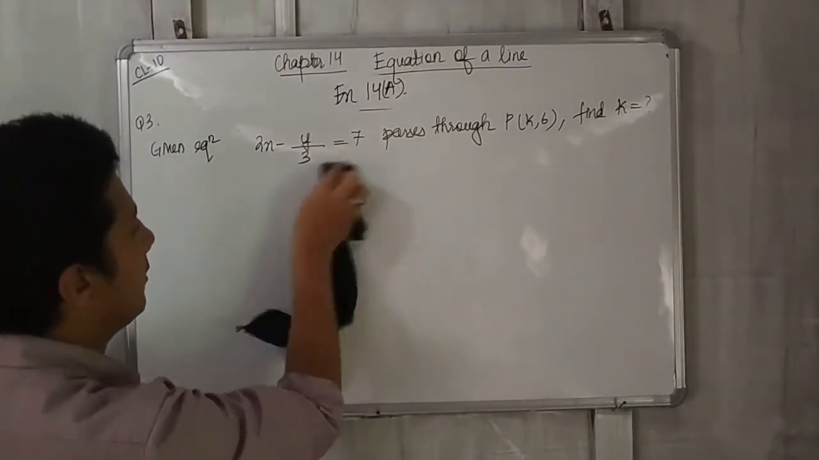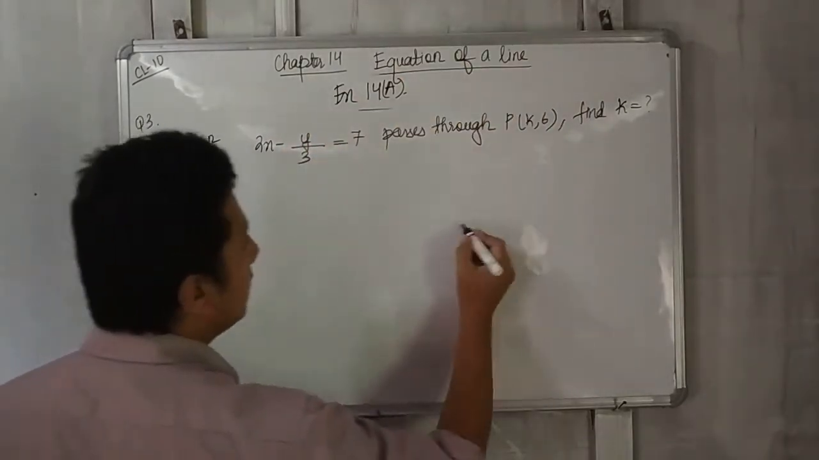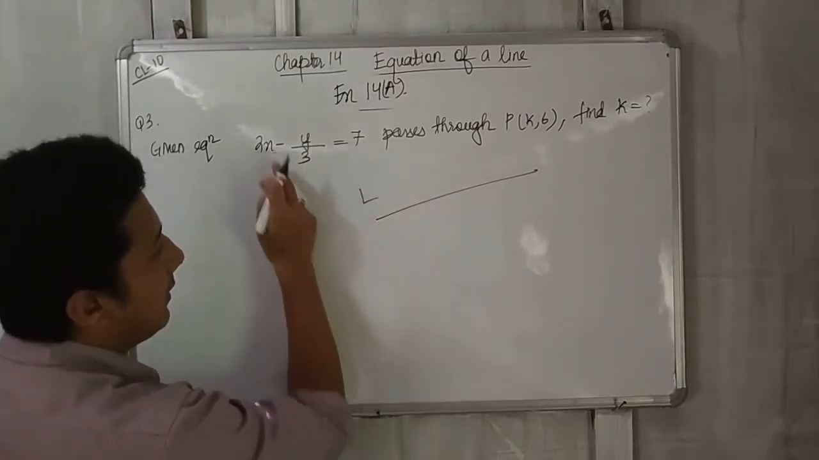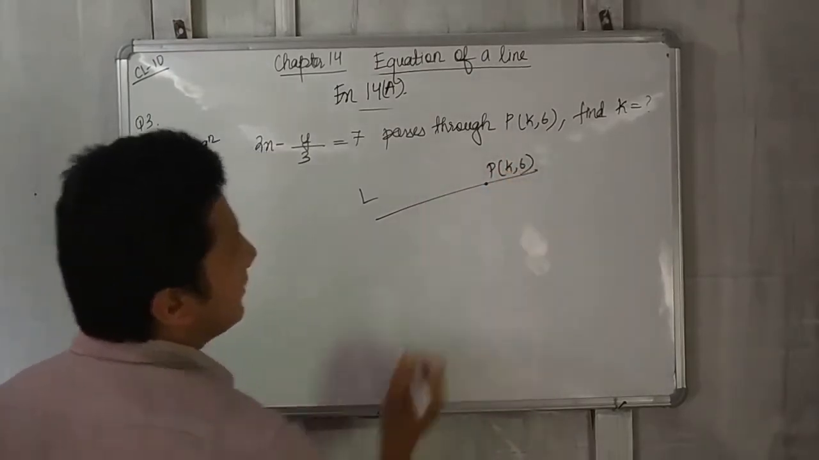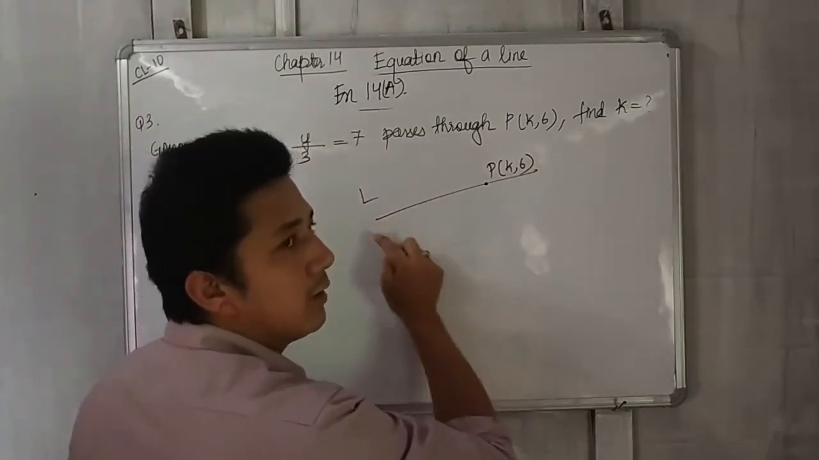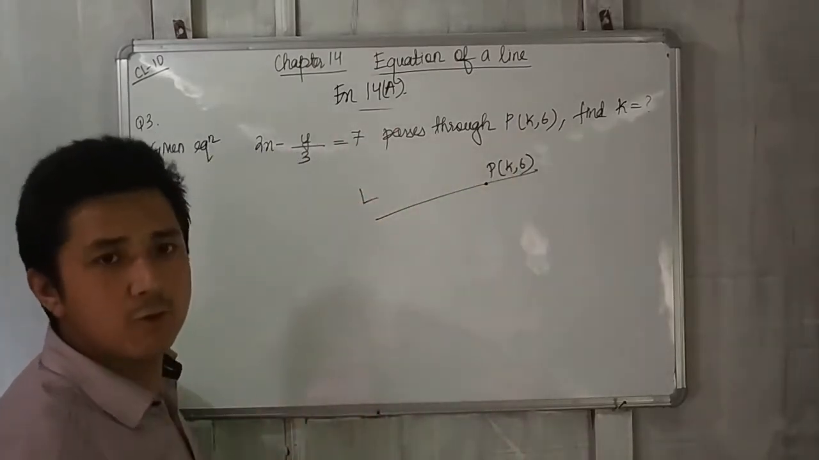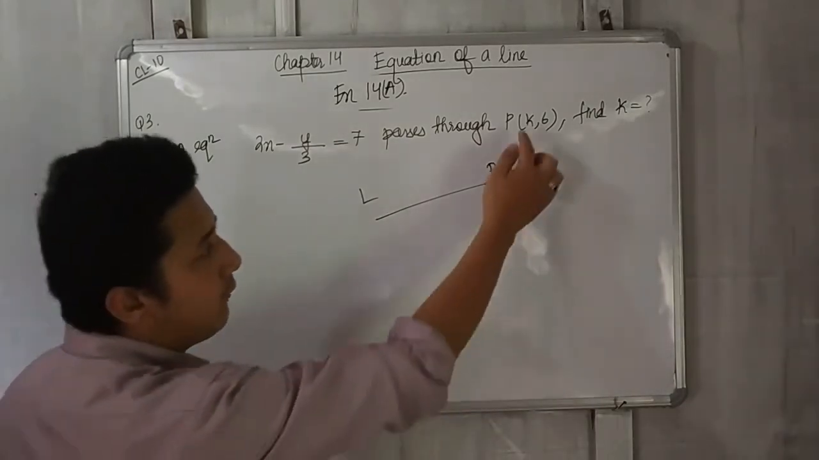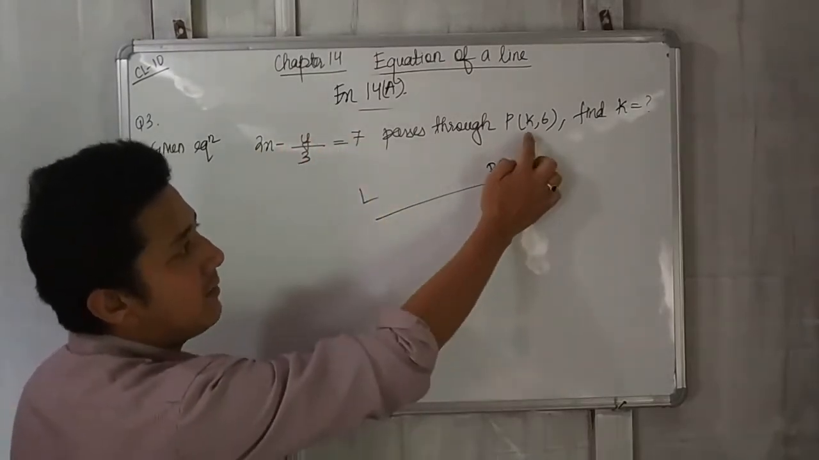Now the question says this given equation passes through this point. For example, this is my straight line, and suppose capital L is the straight line, and it is passing through the point (k, 6). Are you understanding my point? This straight line is passing through this point. So if this point lies on this straight line, then left hand side equals right hand side. That's what we did in question number 1. How did you check whether it lies or not? If this point lies on the line, then the left hand side equals the right hand side at this point.